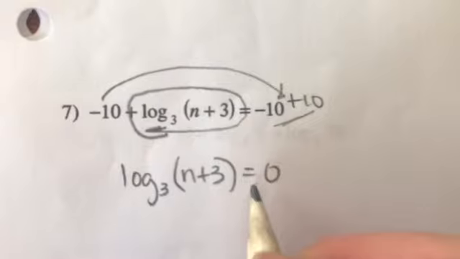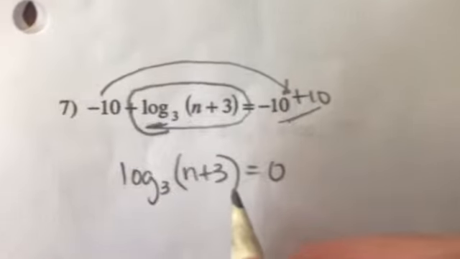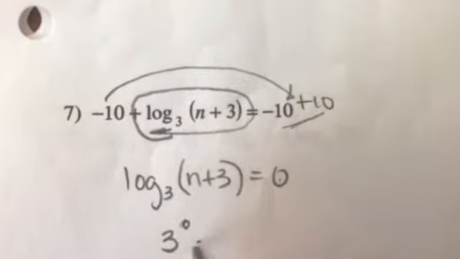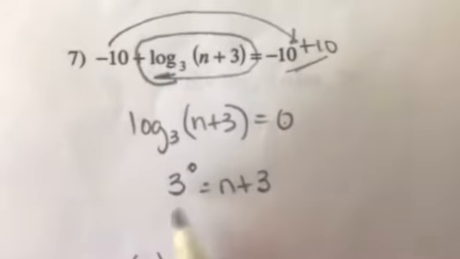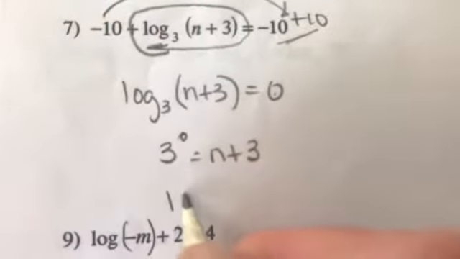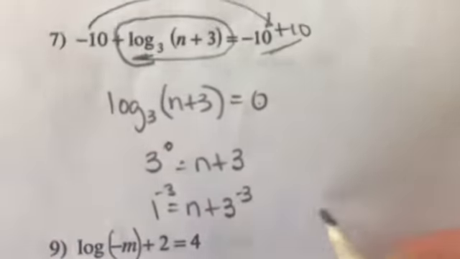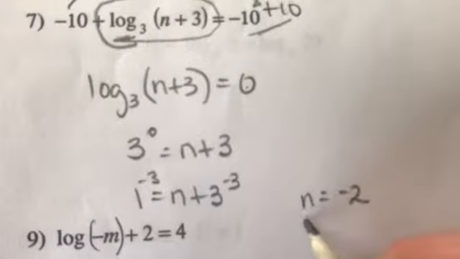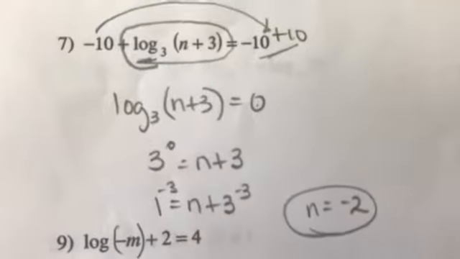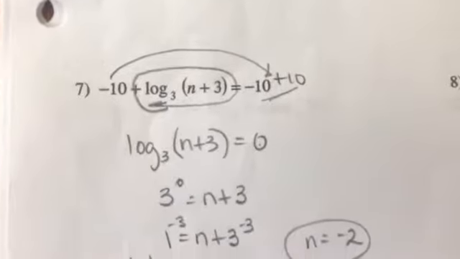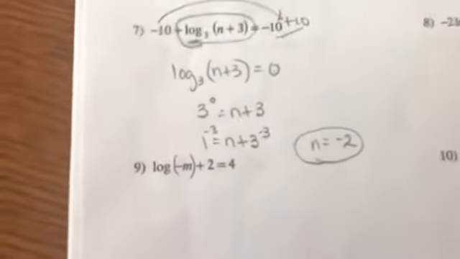Once you get it in this form, you're going to want to put it in exponential form. So you get 3 to the 0 equals n plus 3. And then you're just going to want to solve that. This gives you 1, and then just subtract 3 from both sides. And you can see that n equals negative 2. So that's if there's only one log: get the log by itself and then put it in exponential form.